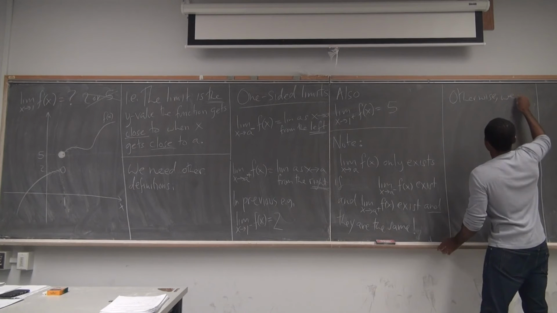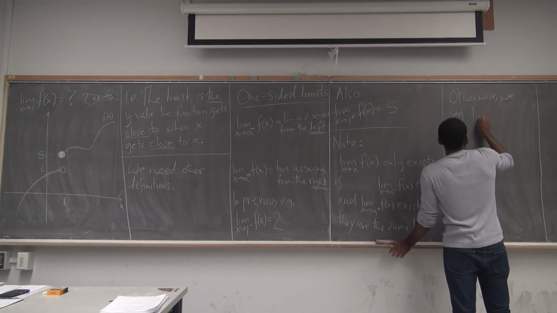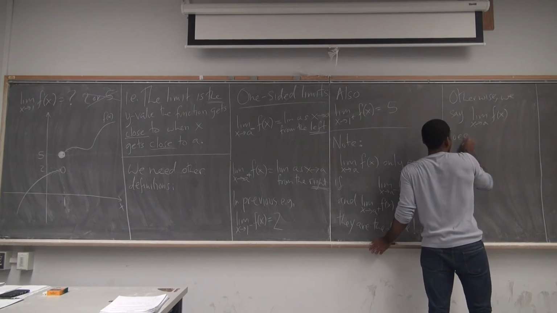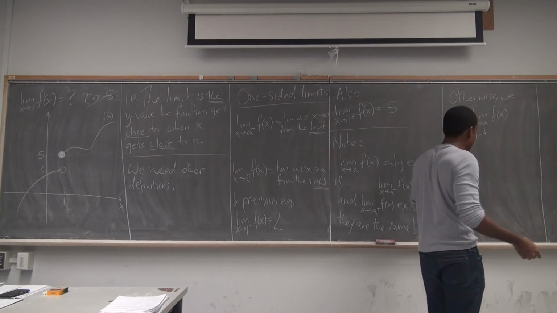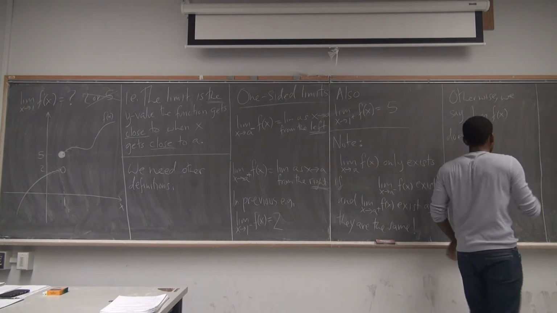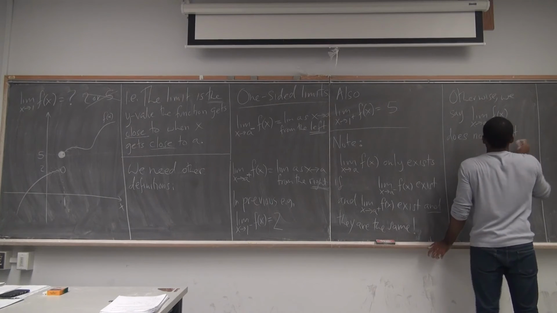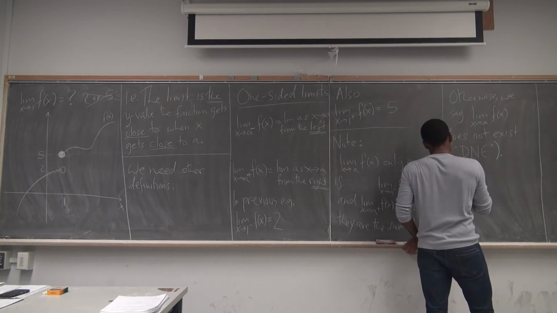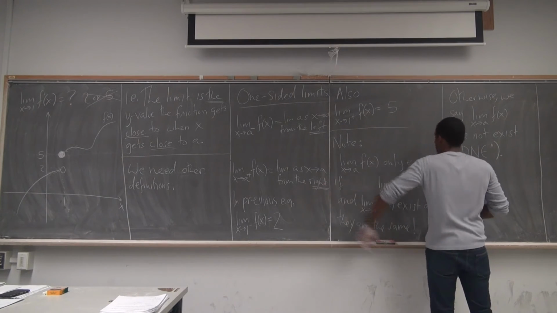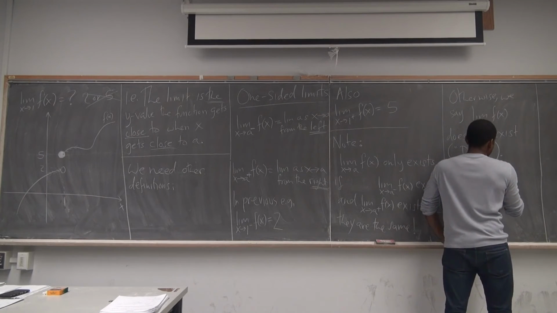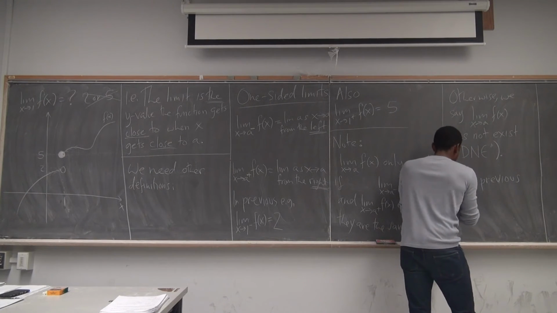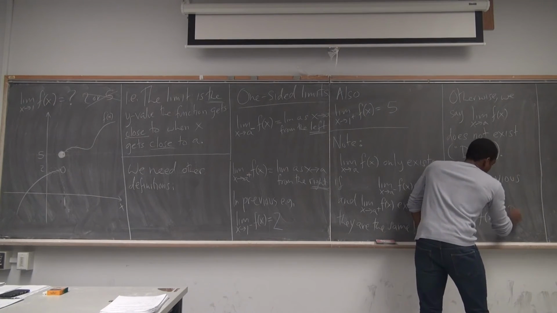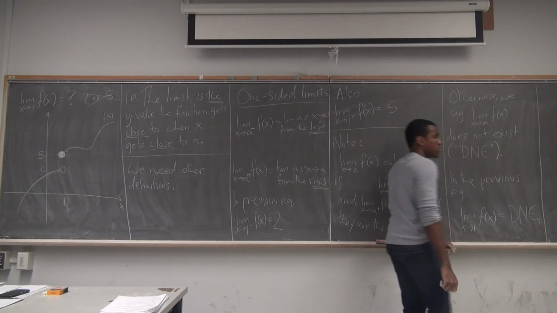Otherwise, we say the limit as x approaches a of f of x does not exist. It's another way of saying undefined, but for limits, the language that we usually use is "does not exist," or you would write DNE. So in the previous example, that guy way over there, the limit as x approaches 1 of f of x does not exist. Right? So the first answer was correct.